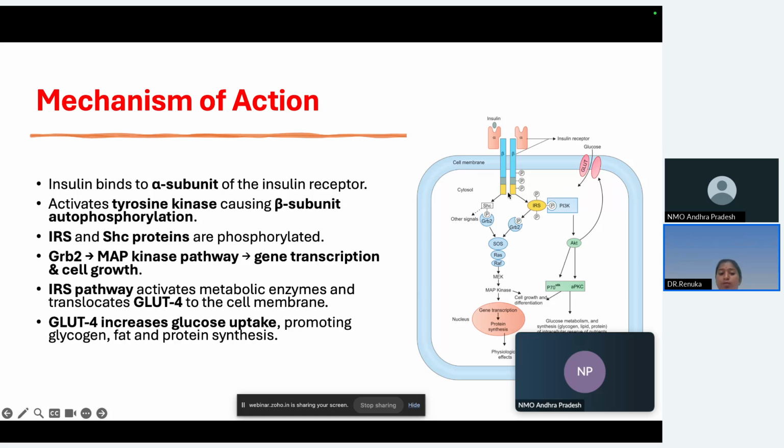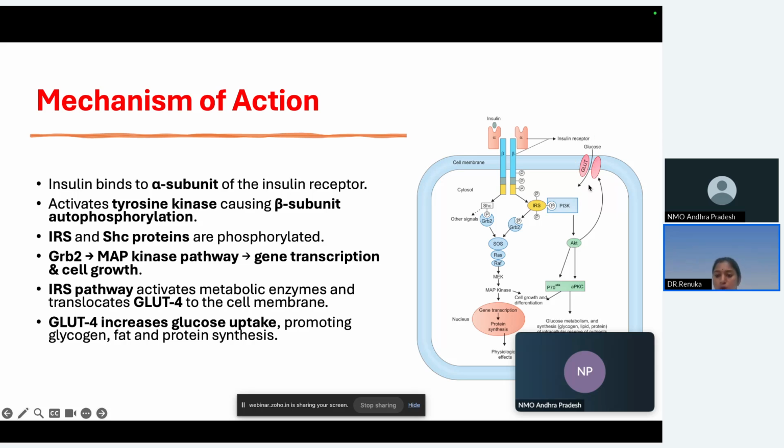Here you can see GLUT4. What is the function of GLUT4? It increases the glucose uptake. GLUT is the glucose transporter. What is the function of this? This increases the glucose uptake.